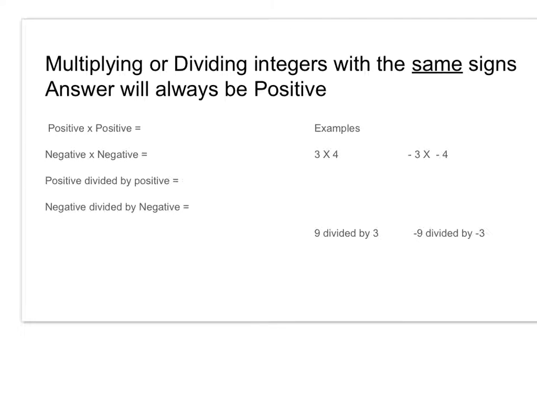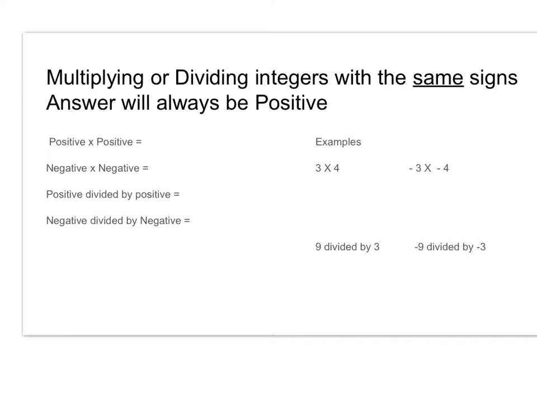When we're multiplying or dividing integers with the same sign, the answer will always be positive. So if you have a positive times a positive, your final answer will be positive. If you have a negative times a negative, your answer will be positive. If you have a positive divided by a positive, your answer will be positive. And if you have a negative divided by a negative, your answer will be positive. We'll go over why in a minute.